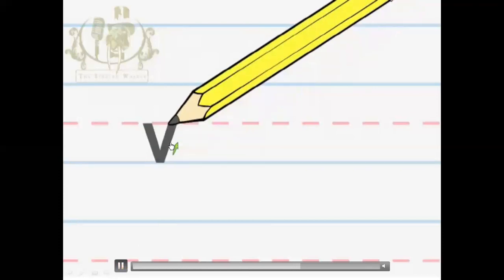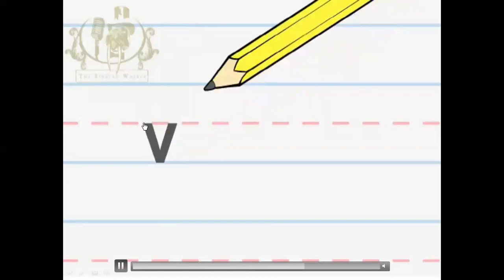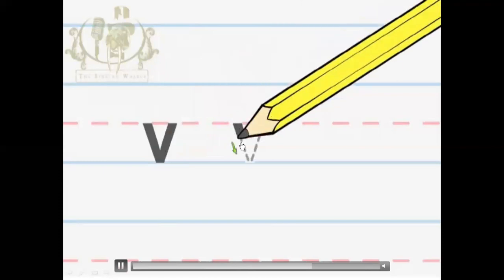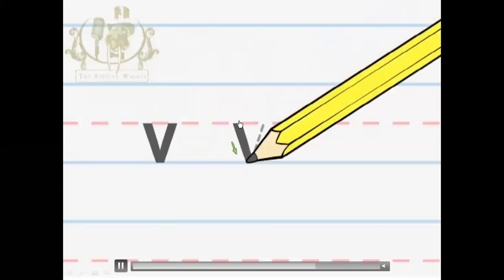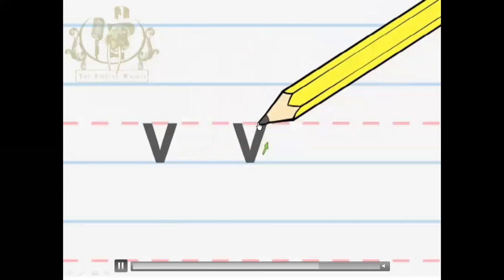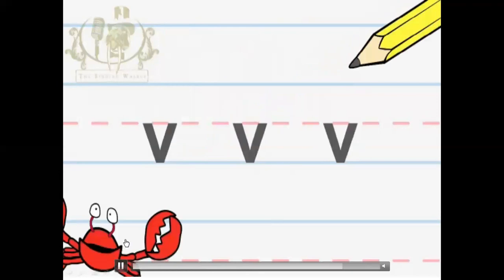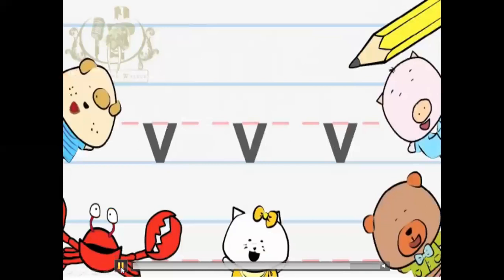Okay, it's just like a capital, but you will start it from the middle. Let's try once more. Start from the middle to the bottom and then from the bottom to the middle. Well done. Now it's your turn. You will do it. How will you write it? Let's start writing. Yes, from the middle to the bottom and then from the bottom to the middle. Well done. Very good. You did it correctly.